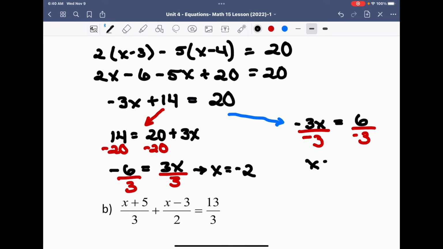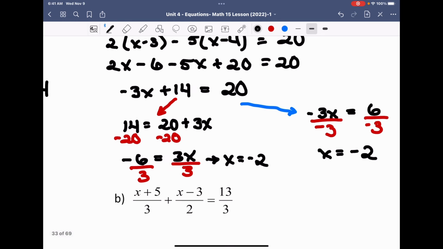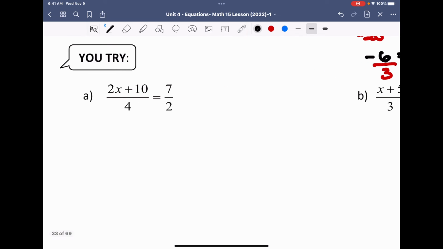Therefore, I get x is equal to 6 divided by negative 3, which is negative 2. So there's a couple ways to approach this. Just know that if your variable is negative, you just need to divide by that negative in the end. All right, and now let's work on the U-Try section.